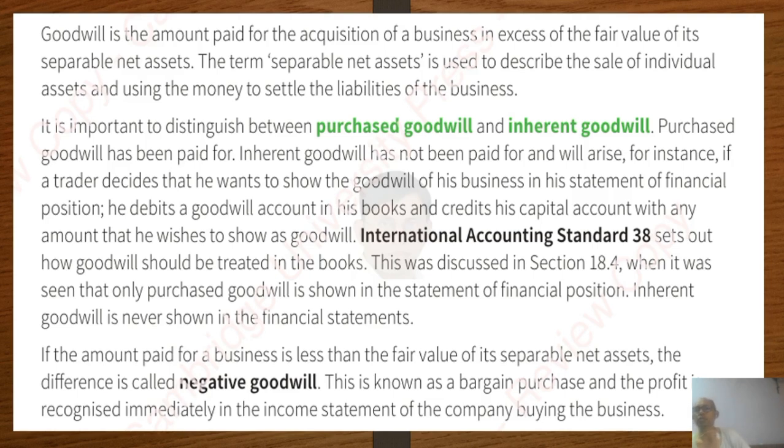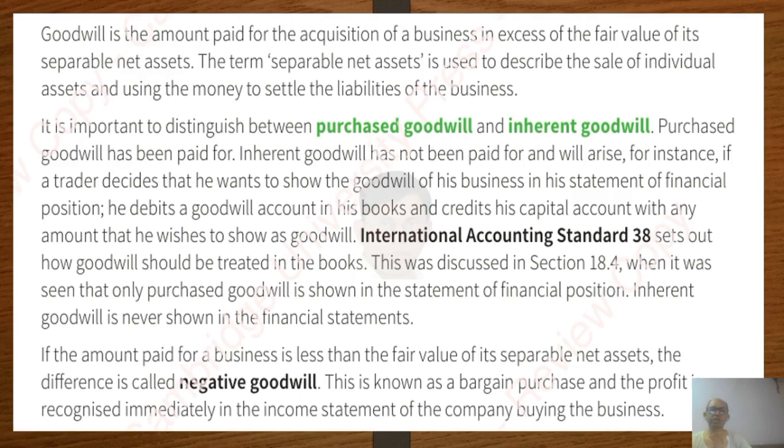It is important to distinguish between purchase goodwill and inherent goodwill. Purchase goodwill has been paid for, inherent goodwill has not been paid for, and will arise, for instance, if a trader decides that he wants to show the goodwill of his business in his statement of financial position. He debits a goodwill account in his books and credits his capital account with any amount that he wishes to show as goodwill.